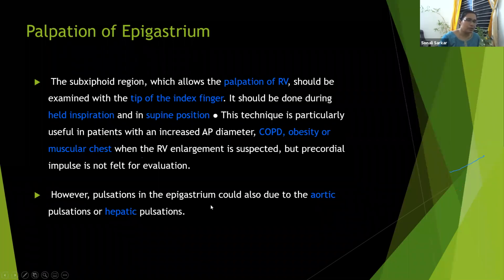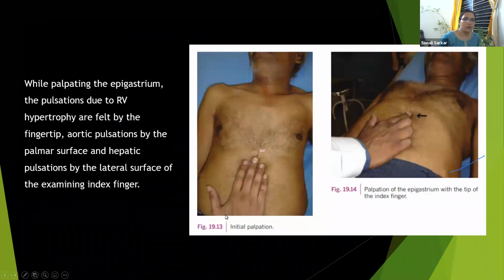But pulsations in the epigastrium, as we have already seen, can be due to aortic pulsation or hepatic pulsation. We've already seen the chart. Now, how do you differentiate which structure is giving rise to the pulsation in the epigastrium? This is the initial palpation. You first feel with the tip of the index finger whether there is a pulse in the epigastrium. The patient is supine with the breath held in inspiration.